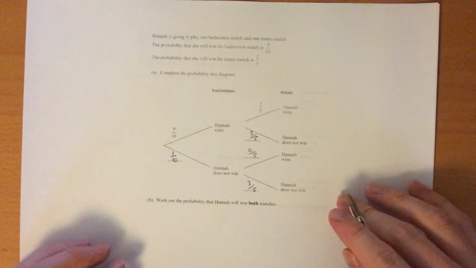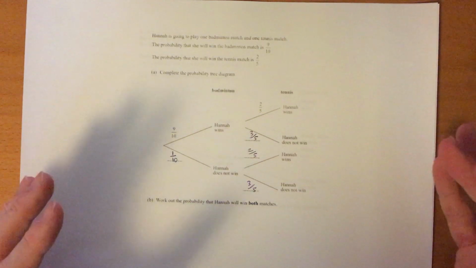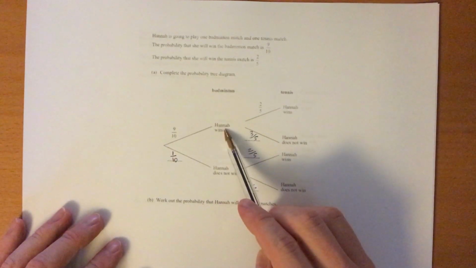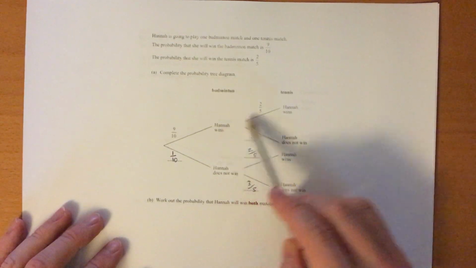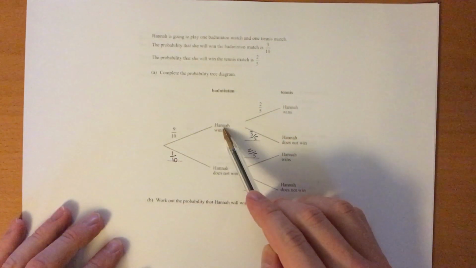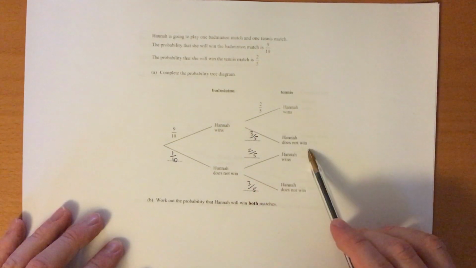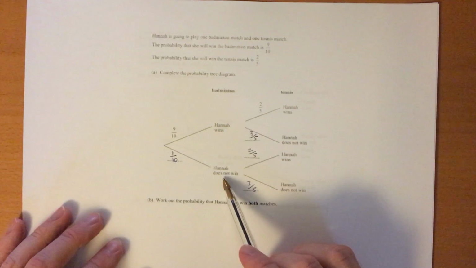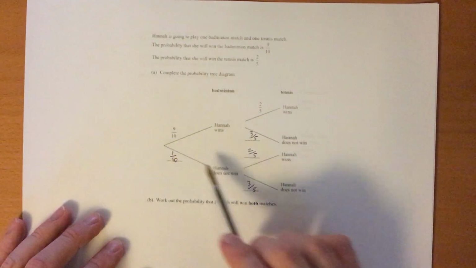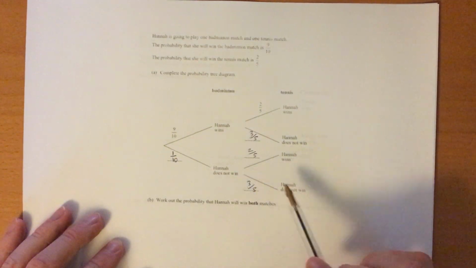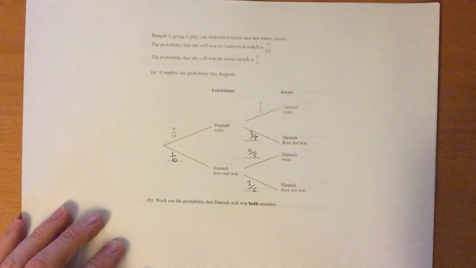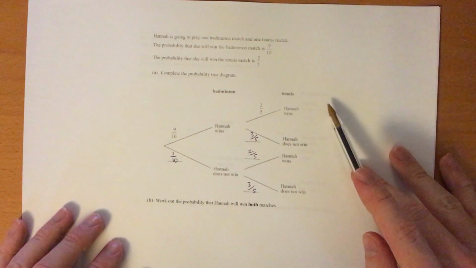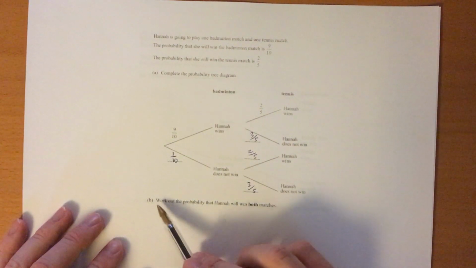Now, if you're a bit confused about what this probability tree is even showing, it's basically saying: if Hannah wins badminton, what's the chance of her also winning tennis? Or if she wins badminton, what's the chance of her losing tennis? Or if she loses badminton, what's the chance of her winning tennis? Or if she loses badminton, what's the chance of her also losing tennis? So the way you use the probability tree is by going through it and looking at the different options, which leads us on to this.